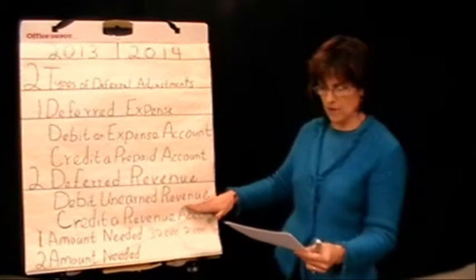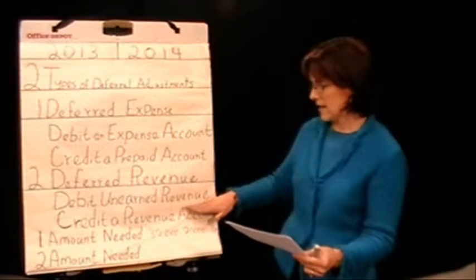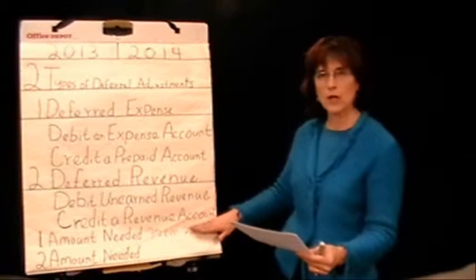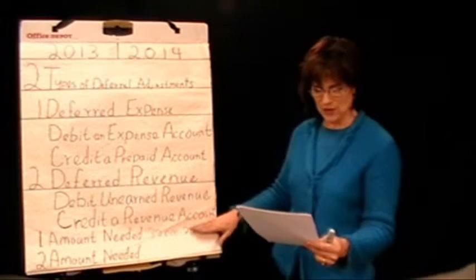All right, so if it's a deferred revenue, with that $11,000, we're going to be debiting some type of unearned revenue account. In this case, it's going to be unearned fees. And we're going to credit a revenue account. What's the revenue account that goes with unearned fees? It would be fees earned.